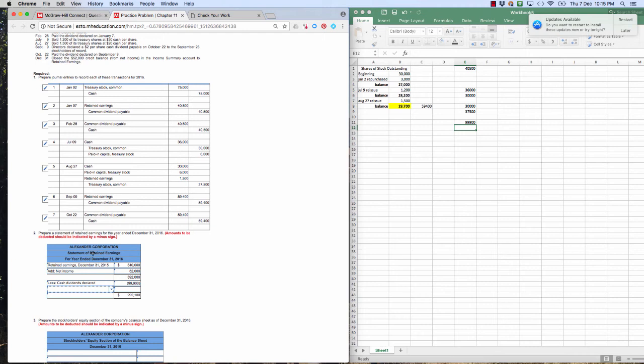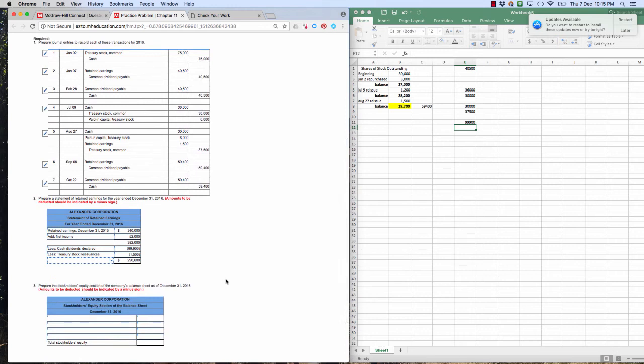And then we had to make this little adjustment to retained earnings because of our treasury stock. So we're going to subtract that also. Less treasury stock reissuances, common stock, $1,500, the amount that we had to debit retained earnings. So there we go. That's our statement of retained earnings.